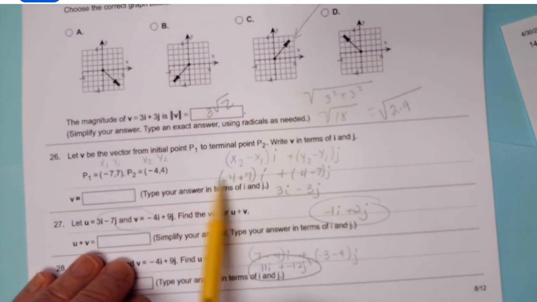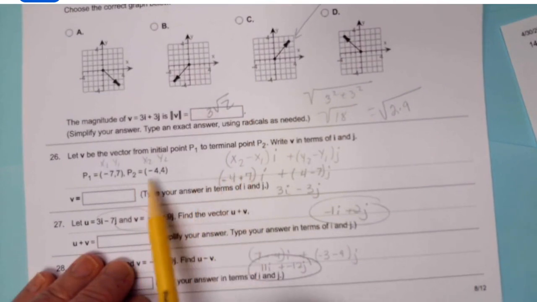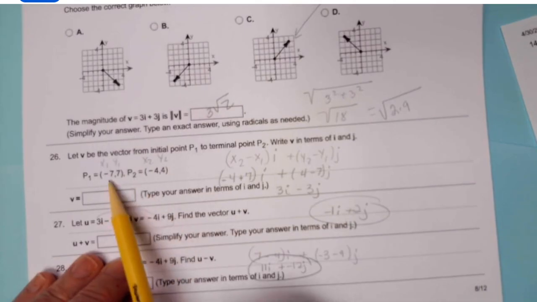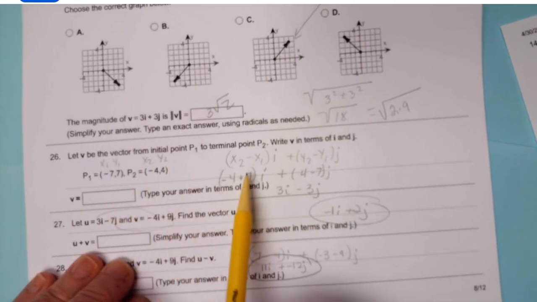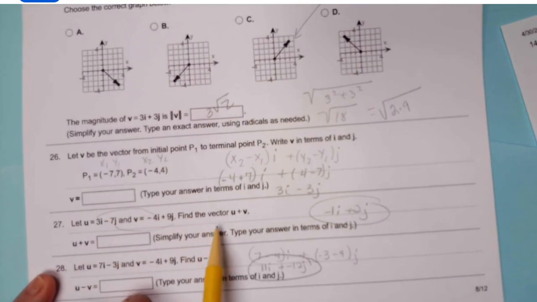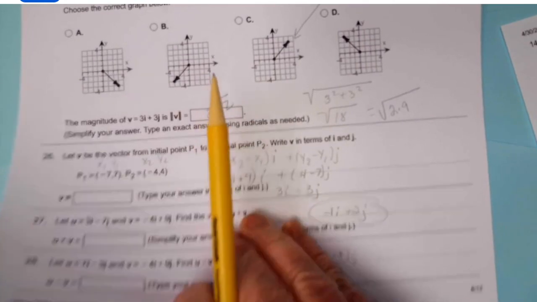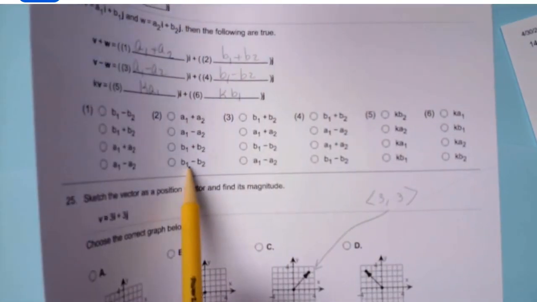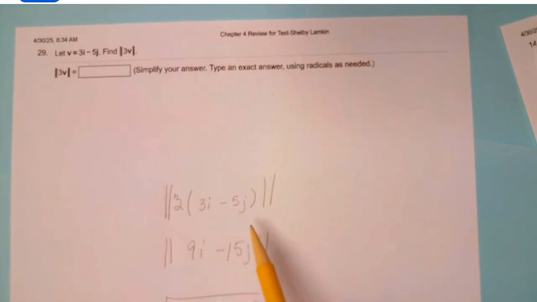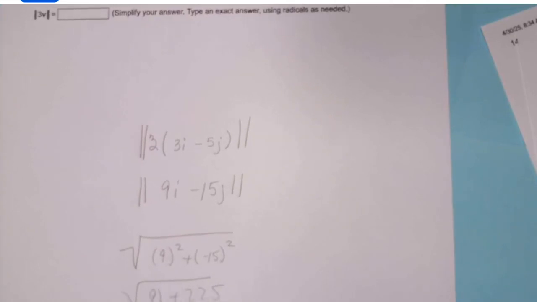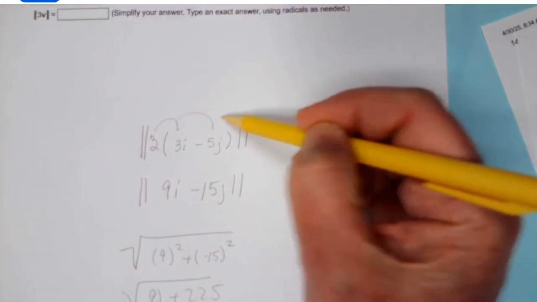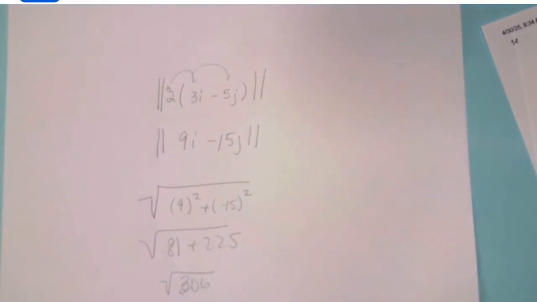26, we'll get the positions. These are not vectors, these are positions, so we need to use this formula. You're adding on 27, you're subtracting on 28. And on 29, you need to multiply first. So multiply first by the 3, and then put in the formula.